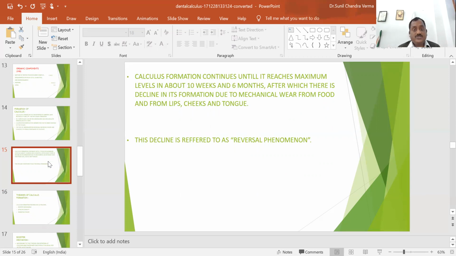Now calculus formation. Calculus formation continues until it reaches maximum levels in about 10 weeks to 6 months, after which there is a decline in its formation due to mechanical wear from food and from lips, cheek and tongue.